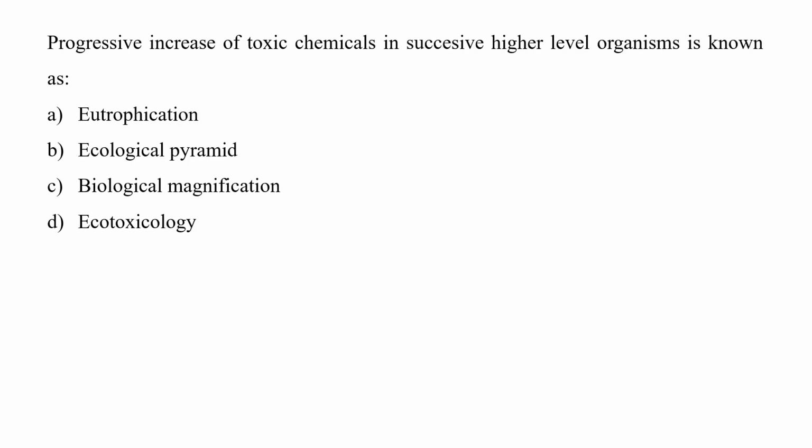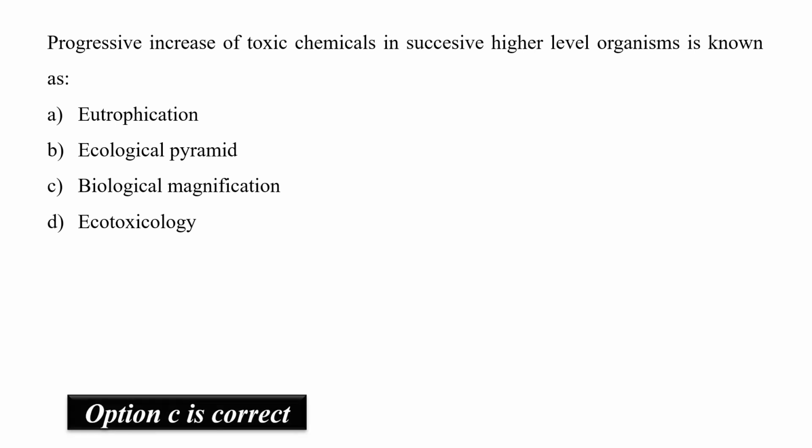The question is, the progressive increase of toxic chemicals in successively higher level organisms is known as: A. Eutrophication, B. Ecological pyramid, C. Biological magnification, and D. Ecotoxicology. So biomagnification is the process in which there is an increase in concentration of a toxic chemical, like a pesticide, in the tissue of a tolerant organism at successively higher levels of the food chain. So the correct option is option C, biological magnification.